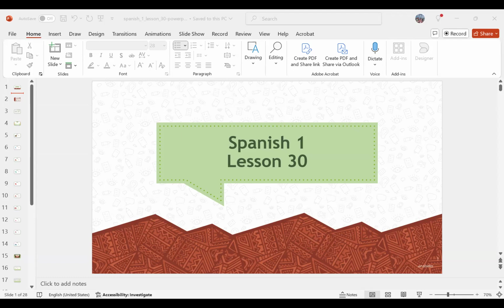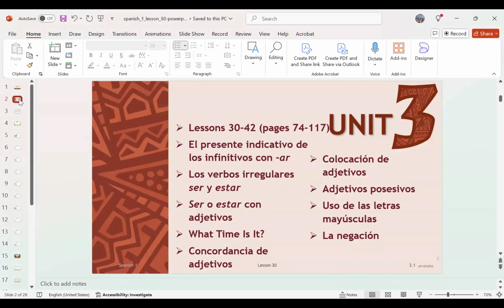I wanted to show you really quick something before we get started on the lesson. These are some of the things we're going to be covering in unit 3. Unit 3 will cover lessons 30 to 42. In your workbooks, you don't see the lesson numbers. I think Nick brought it up during one of our first classes that you don't have it by lesson, but by sections.